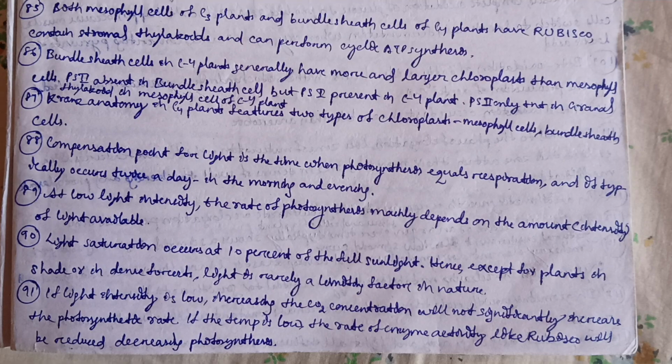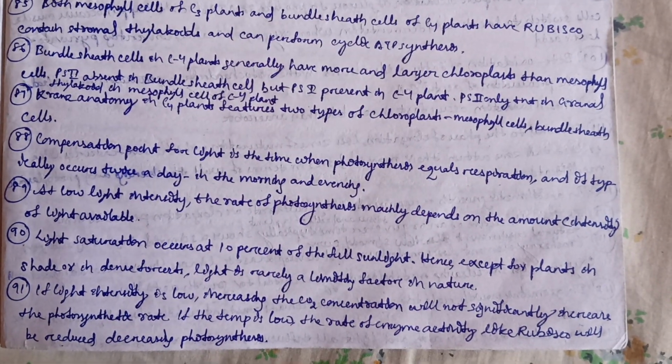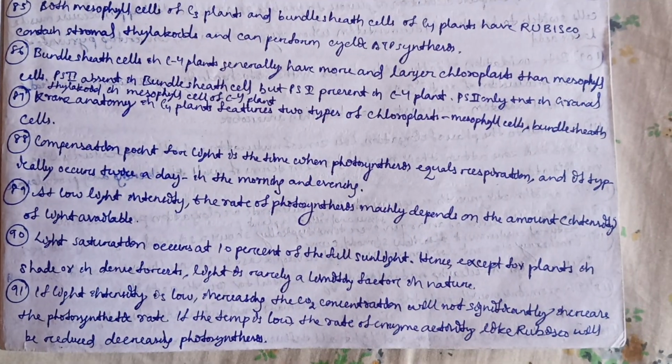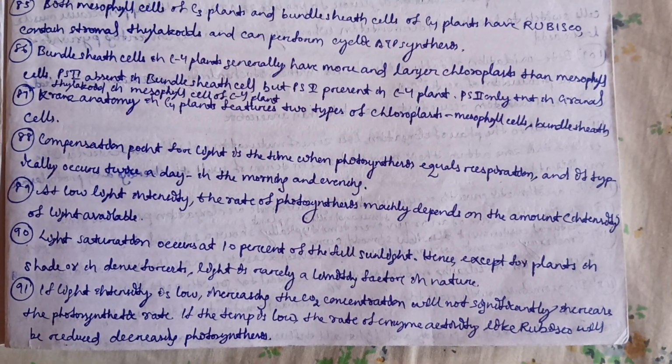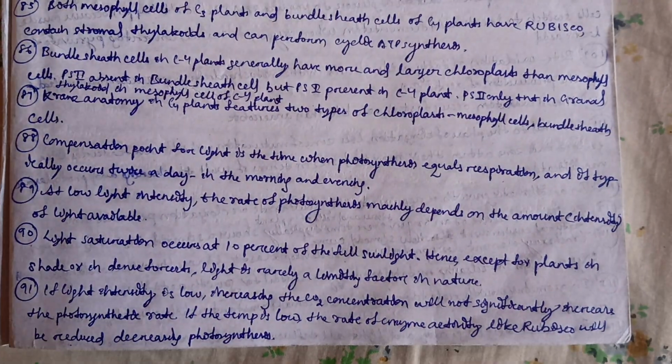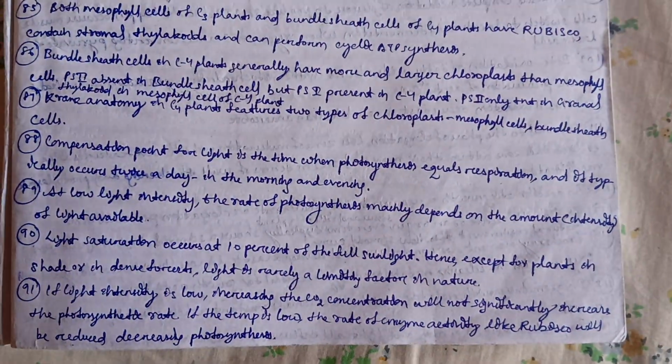If light intensity is low, increasing the CO2 concentration will not significantly increase the photosynthetic rate. If the temperature is low, the rate of enzyme activity, like rubisco, will be reduced, decreasing photosynthesis.